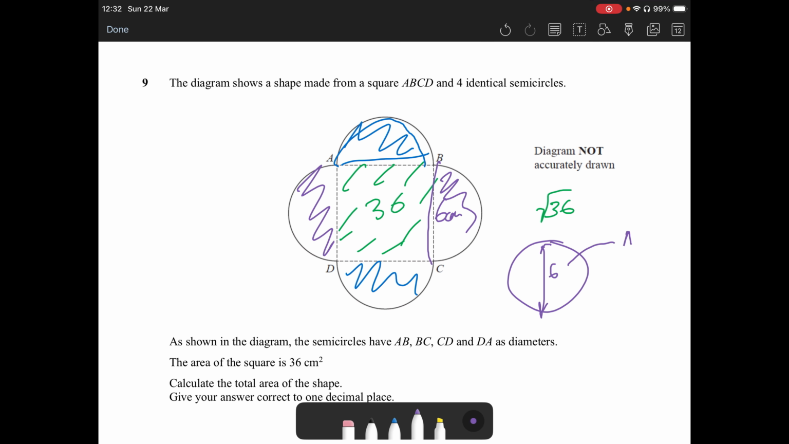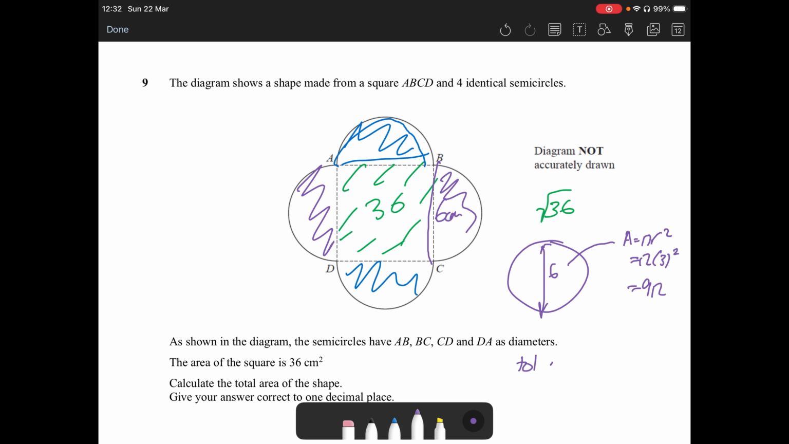So the area of this circle, pi r squared, be careful, radius here is 3, because you have to halve the diameter, would be 9 pi, right? So the area of the whole circle is pi r squared, pi times 3 squared, 9 pi. And there's two of these circles, right, if you think about it that way.